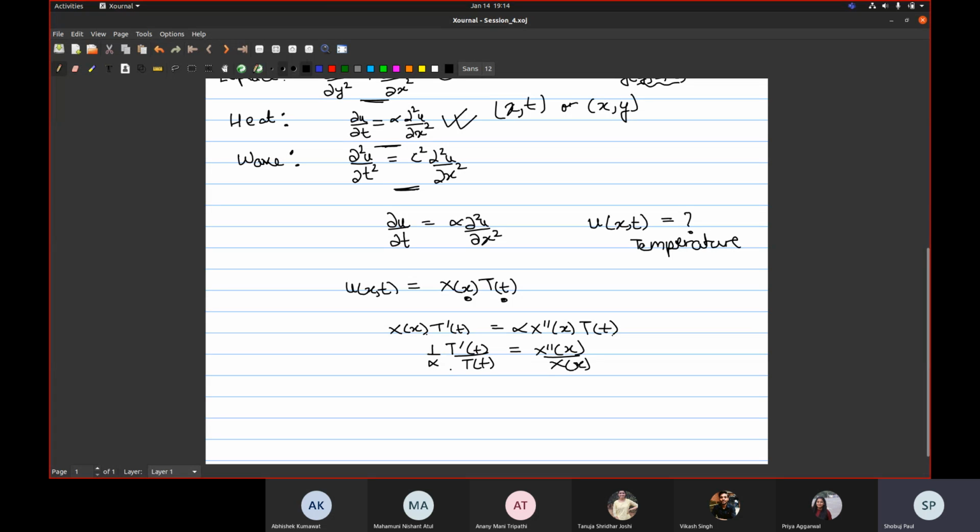Okay, so what does this say? This is just a function in t and this is just a function in x. So when can two functions which are of absolutely different variables be equal?